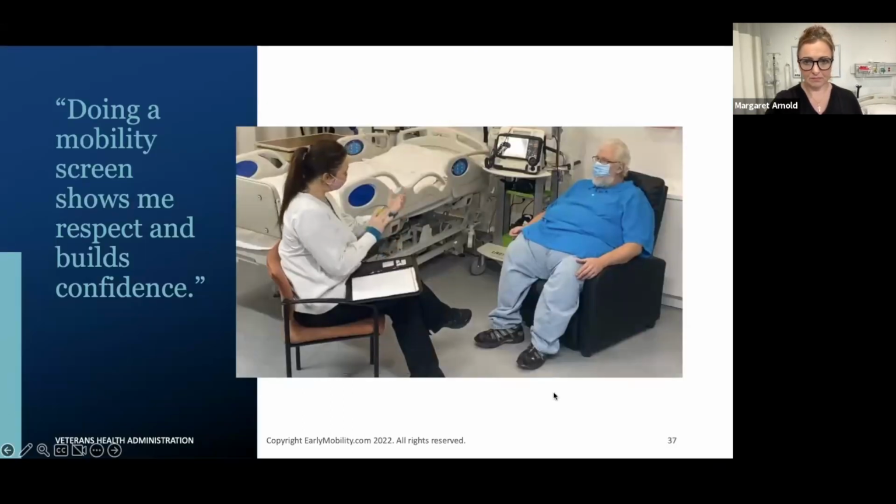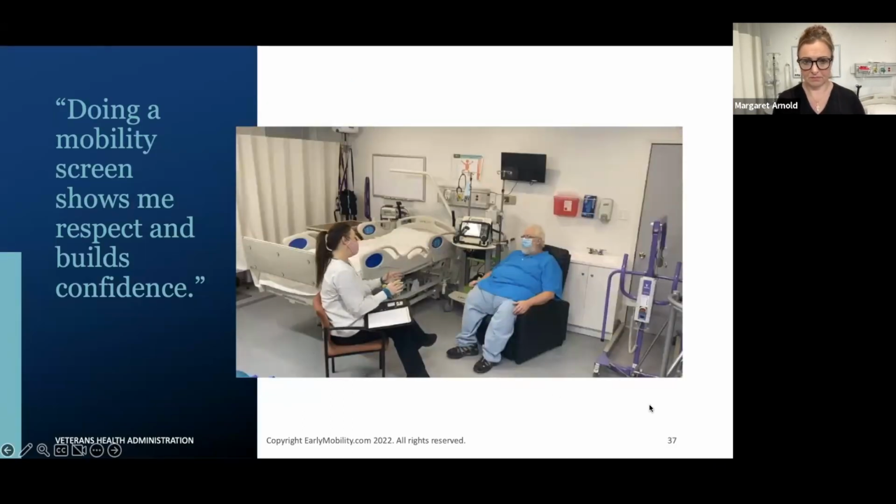If doing that screen were part of the practice of every caregiver, every therapist, every nurse, every CNA, do you think that would have impacted your mobility when you were in the acute care hospital, when you were in the nursing home? What difference do you think it would have made?